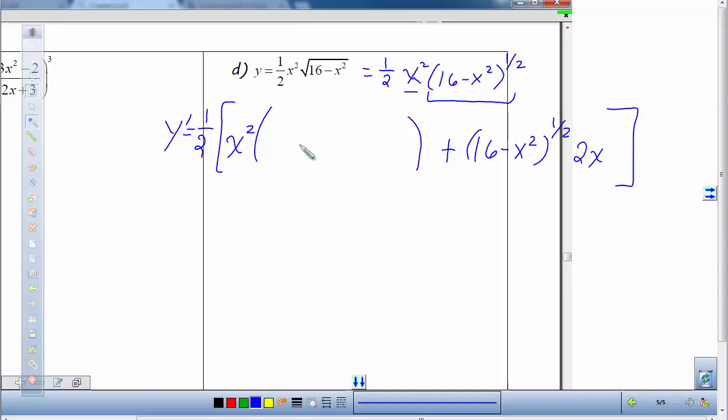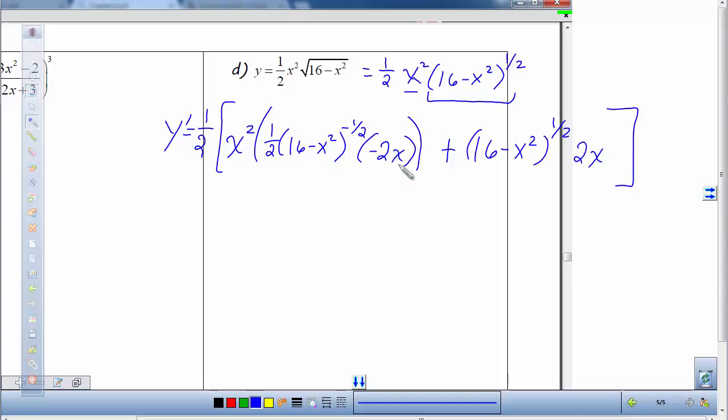So the derivative of the second is going to be what? One half. Very good. 16 minus x squared to the negative 1/2. What else? Very good. Times negative 2x. We used that general power rule on the second piece.